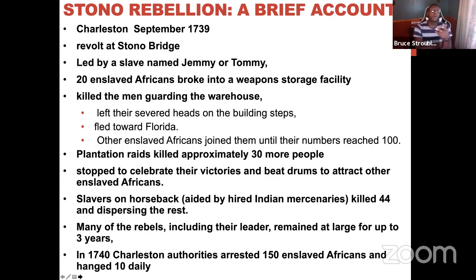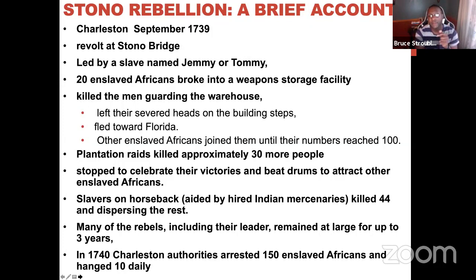So Stono Rebellion, this is just a brief overview, and we'll look at a lot of situations like this. This is in Charleston, 1739. You have a revolt at the Stono Bridge. It's led by a slave. Either his name was Jimmy or Tommy. It changes depending on what account you're looking at. You have about 20 enslaved Africans who break into a weapons storage facility. They killed the men guarding the warehouse, left their severed heads on the building steps, and fled towards Florida.